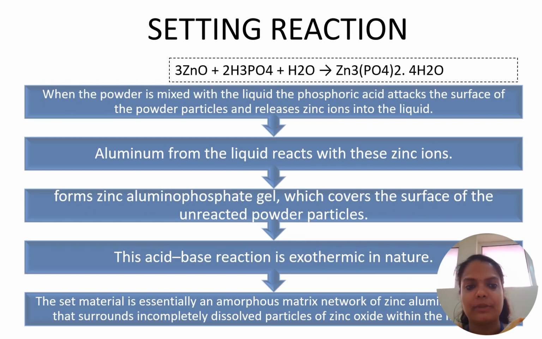The setting reaction. When the powder is mixed with the liquid, the phosphoric acid attacks the surface of the powder particles and releases zinc ions into the liquid. Aluminium from the liquid reacts with these zinc ions, and then it forms zinc aluminophosphate gel, which covers the surface of the unreacted powder particles. The acid-base reaction is exothermic in nature.